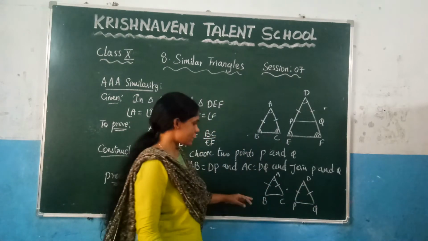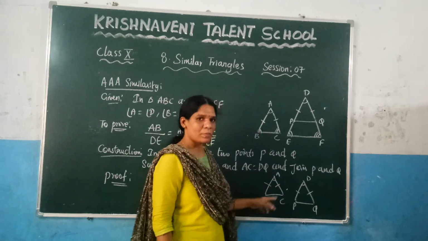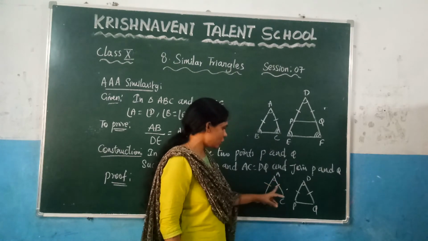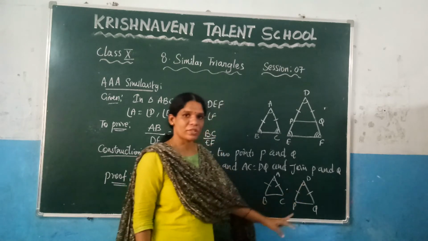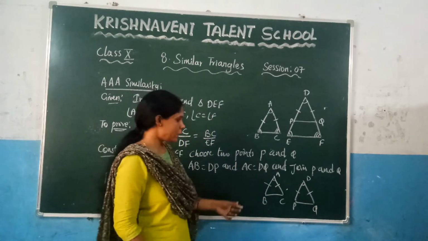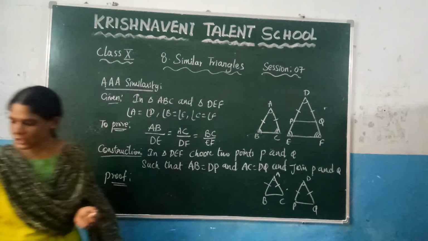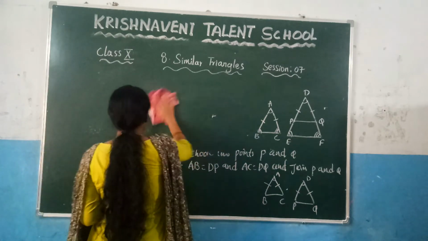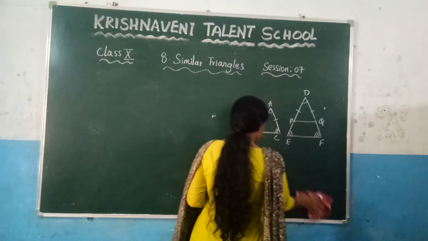We already discussed this one in your 9th class, and you know that by the SAS criterion, that means if the included angle and the 2 sides are equal to the respective included angle and the remaining 2 sides of the other triangle, we can say that these 2 triangles are congruent. So by that concept we can say that these 2 triangles are congruent. So here what you will get, I am rubbing all these things. What we need to prove here is that their corresponding sides are proportional.